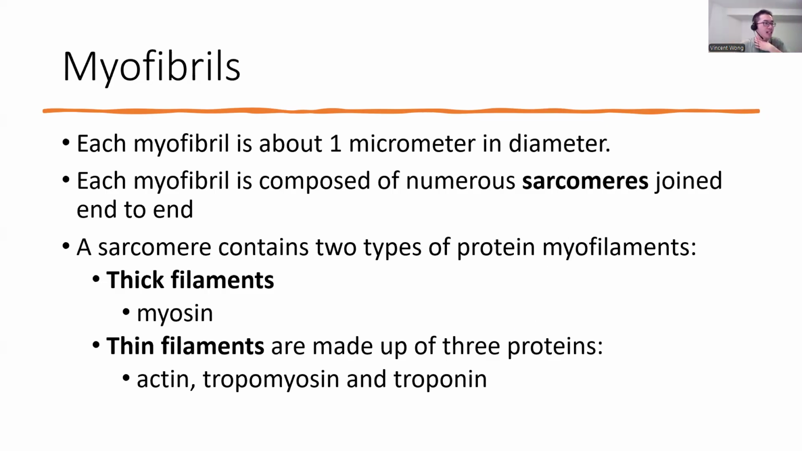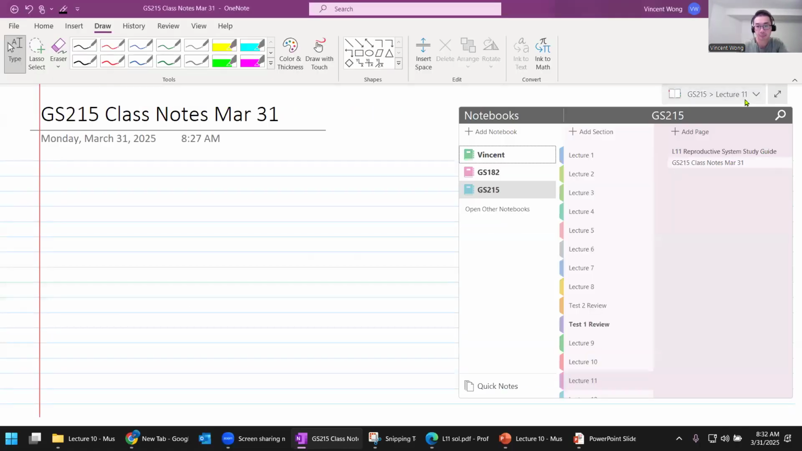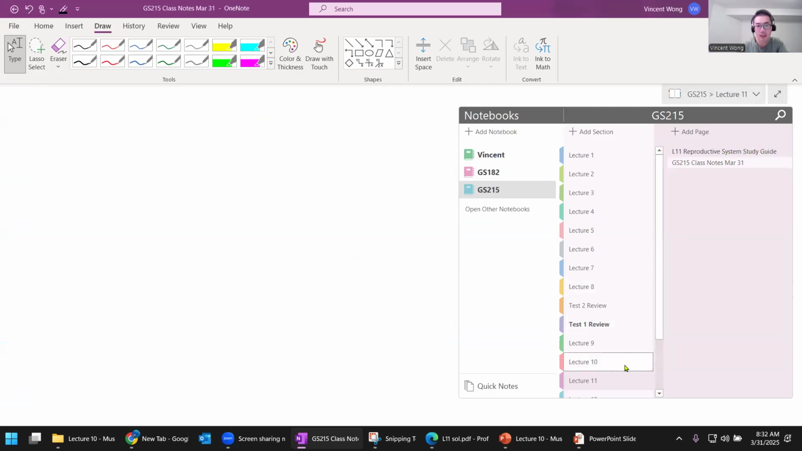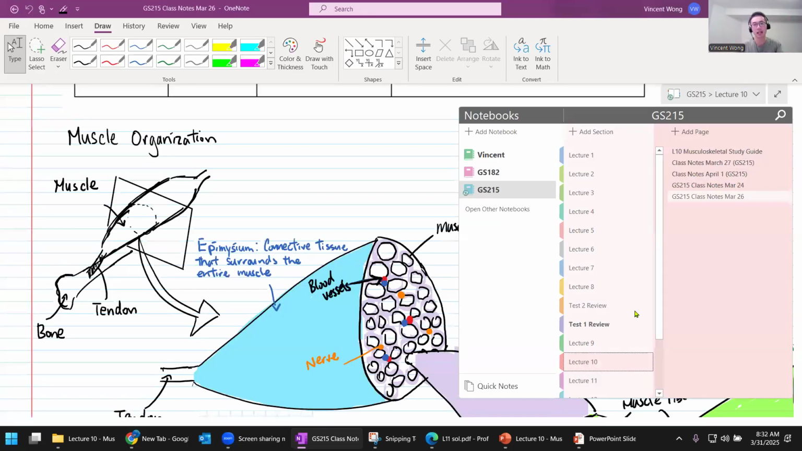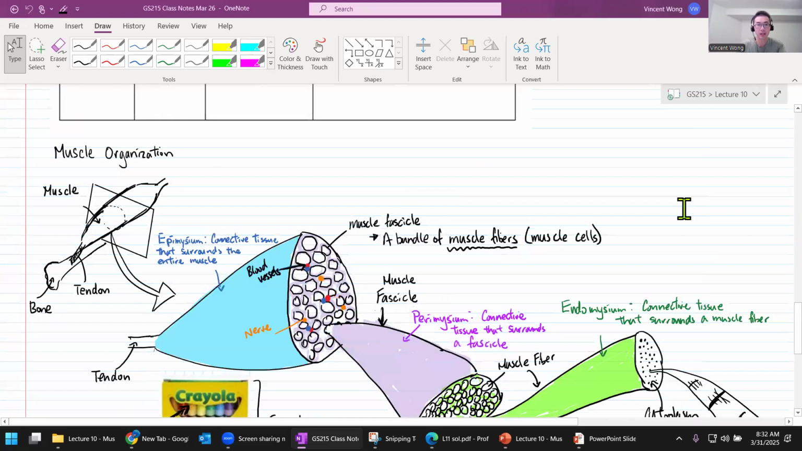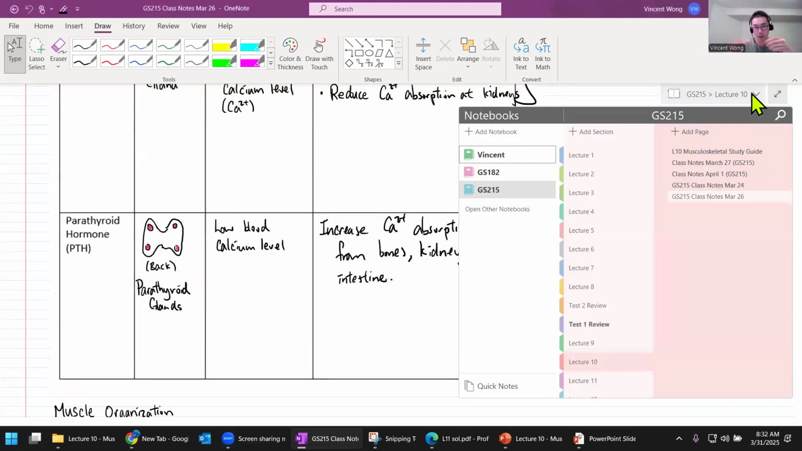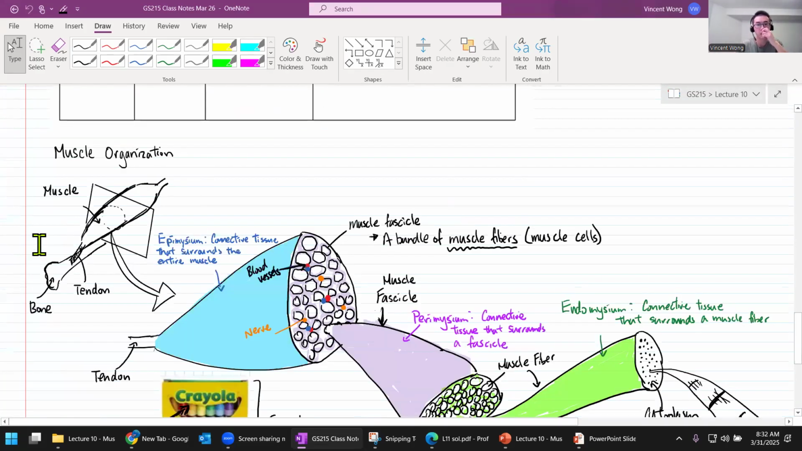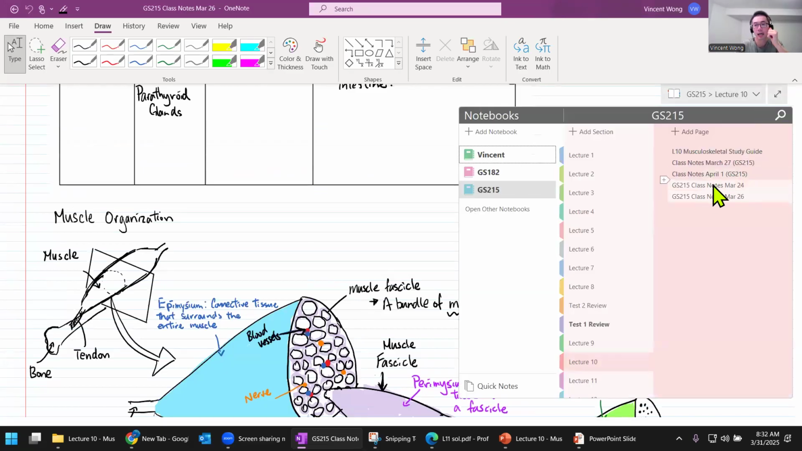We just have a couple more slides to go through for lecture 10, and then we're gonna move right on to lecture 11. Last class, we were talking about the organization of muscle from the gross level all the way to the individual cellular level. Remember, gross means the entire thing, just looking at it with your naked eye, and we basically zoom in a little bit at a time. Eventually, we got to the individual cellular level.